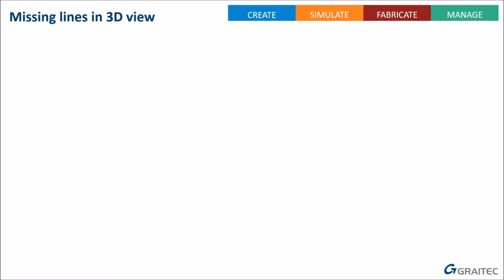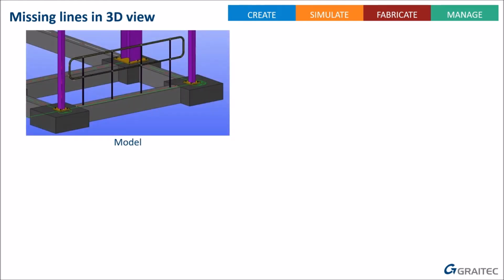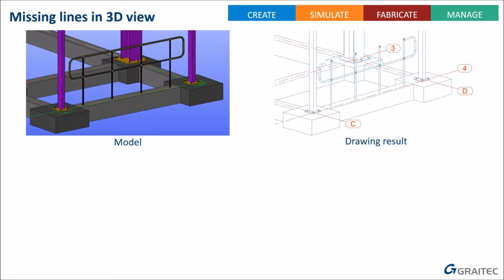This is probably the most common one that we get. So there's our model with a bit of ball post railing, and that all looks fine. But when we get to our drawings, we end up with something like this, where we've got missing lines in here. So why do we get that?